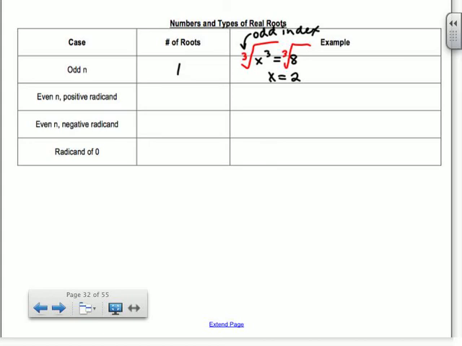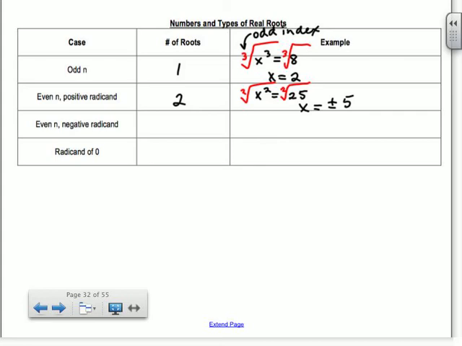There's only one answer. Okay, so now if I have an even n and it's a positive radicand, so let's say I'm taking x squared equals 25. So this is a positive radicand and an even index. You don't have to put the 2 there. If the 2's not there, you automatically know it's the square root. So you get x equals, since I took the square root, I write plus or minus 5. So there would be 2 answers.